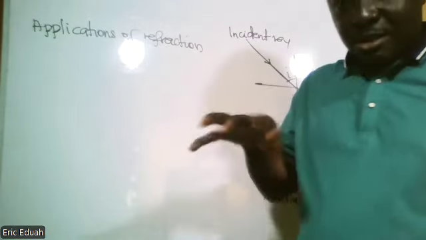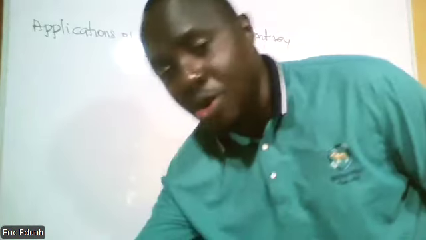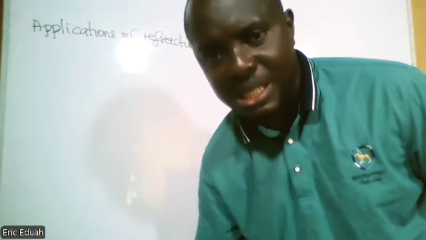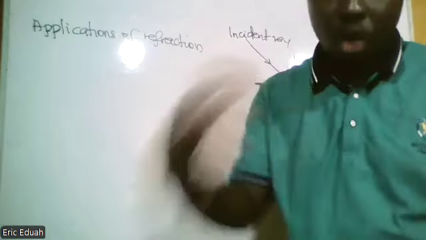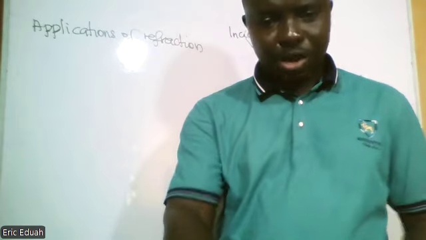So visiting the swimming pool in the afternoon, you look below it and you think, oh, it's just shallow. But in reality, it's a bit deeper than what you see. It's an optical illusion caused by refraction of light. Thank you. Another application of refraction.